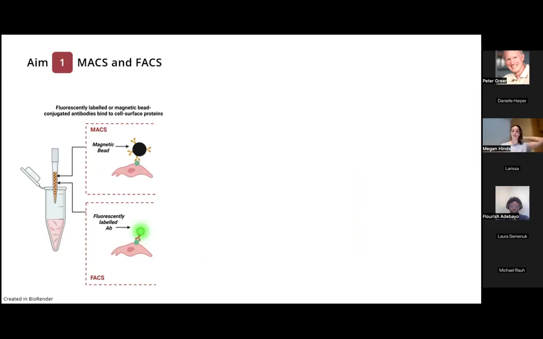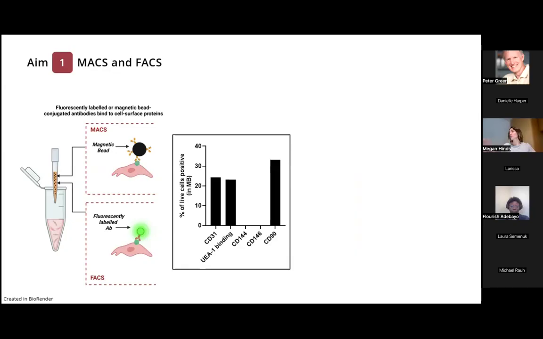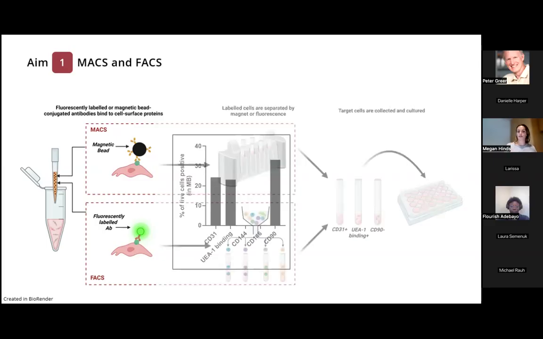And so based on preliminary results, this is flow cytometry that I did just on a crude menstrual blood sample. We see that there's relatively high CD90 expression, which is a fibroblast marker. And then we also have CD31 expression as well as UEA1 binding. So these are kind of the markers I've focused on for this portion.